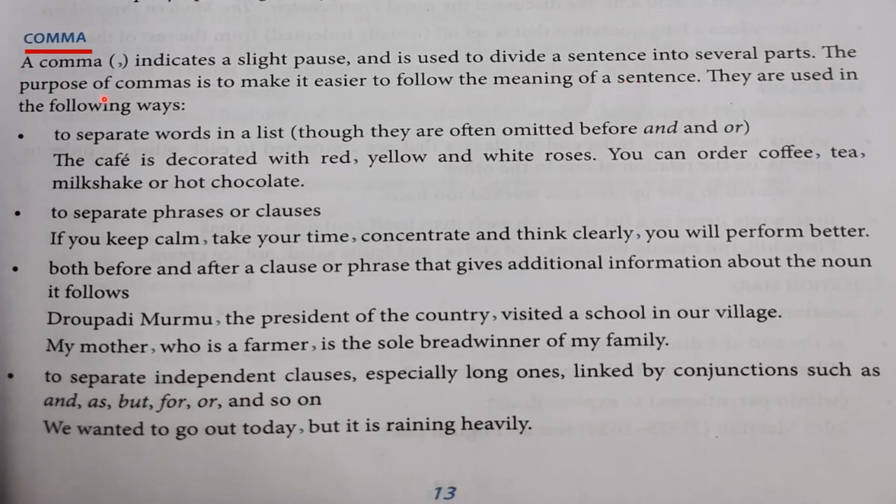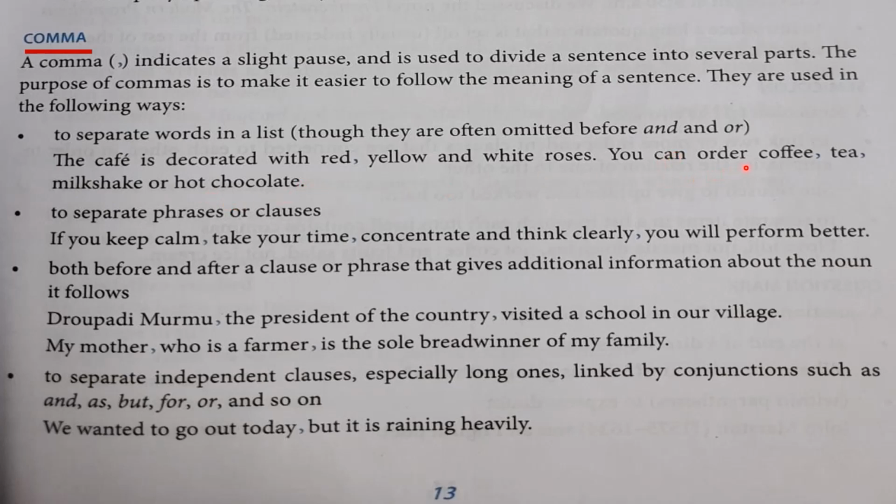The purpose of commas is to make it easier to follow the meaning of a sentence, especially a longer sentence. They are used in the following ways: to separate words in a list. The cafe is decorated with red, yellow, and white roses. You can order coffee, tea, milkshake, or hot chocolate.